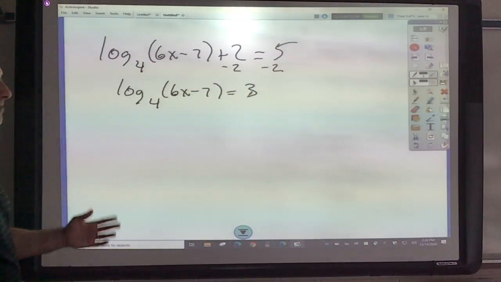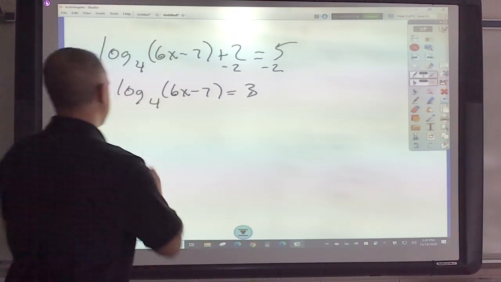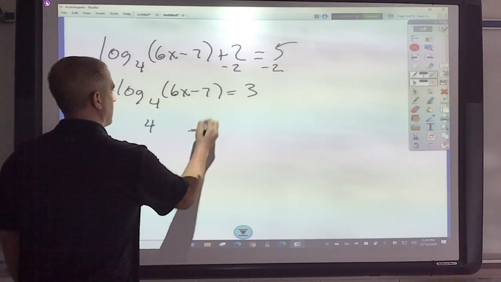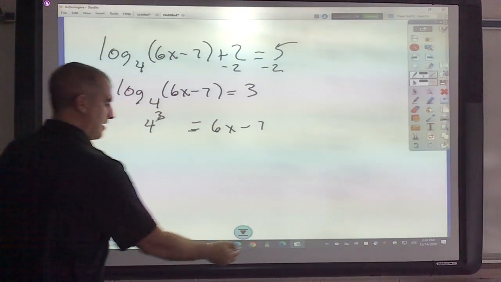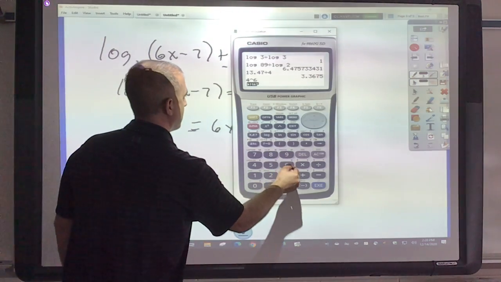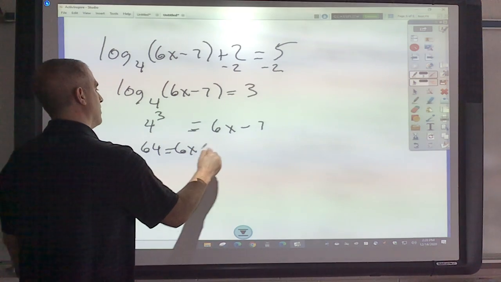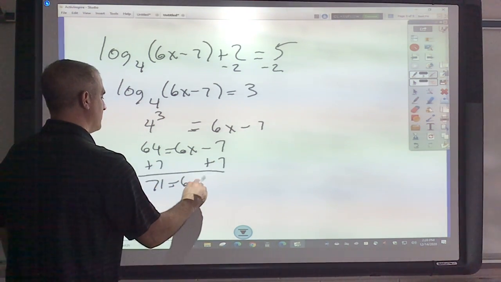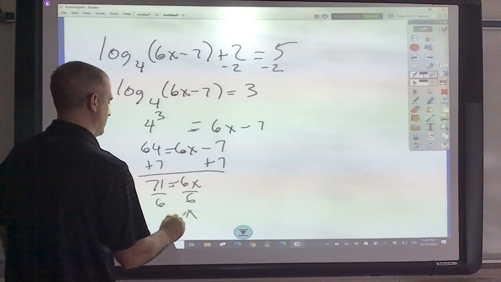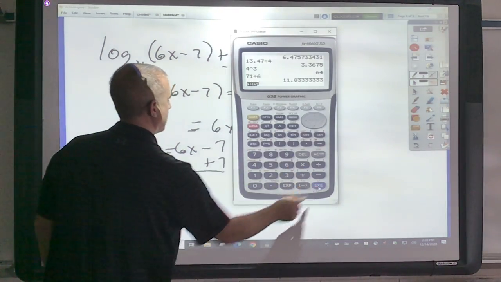Now, there's no quick, easy out for this. So what I'm going to do is convert this. So this is going to be 4. The 6x minus 7 would come over here. This becomes the exponent. Well, 4 to the third power, oops, that's the third power, is 64. So I would add 7. 71 equals 6x, divided by 6. 71 divided by 6 is 11.83.